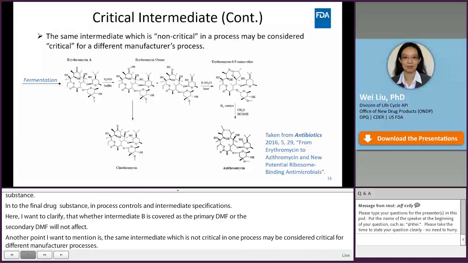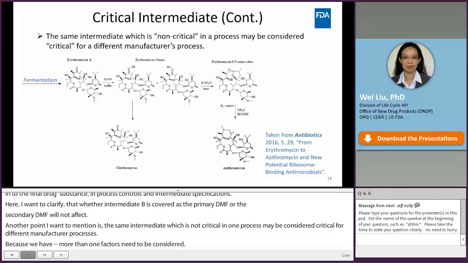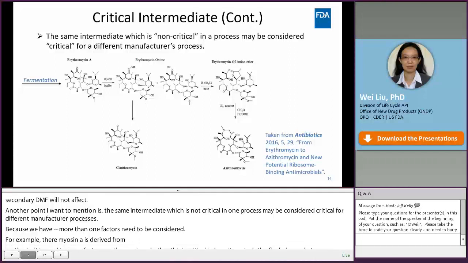For example, erythromycin A is derived from a fermentation process. It is used to manufacture drug substances clarithromycin and azithromycin. Whether this fermentation product is critical or not would be determined by its own specification and its subsequent process controls till the final drug substance. It could be considered non-critical for the drug substance azithromycin, but critical for the drug substance clarithromycin.